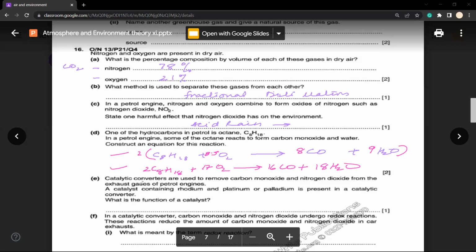Now, the catalytic converter is used to remove carbon monoxide and nitrogen dioxide from the exhaust gas of a petrol engine. The catalyst containing rhodium and platinum or palladium is present in the converter. What is the function of the catalyst? It speeds up the rate of reaction. It speeds up the reaction, right?